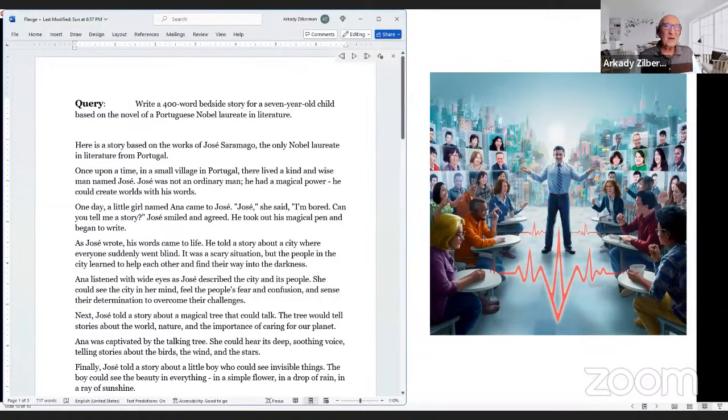So now I come back to AIWAT. Query: write a 400-word bedside story for a 7-year-old child based on the novel of a Portuguese Nobel laureate in literature.